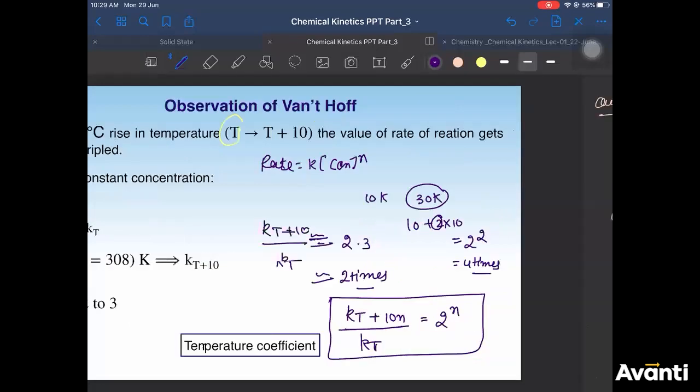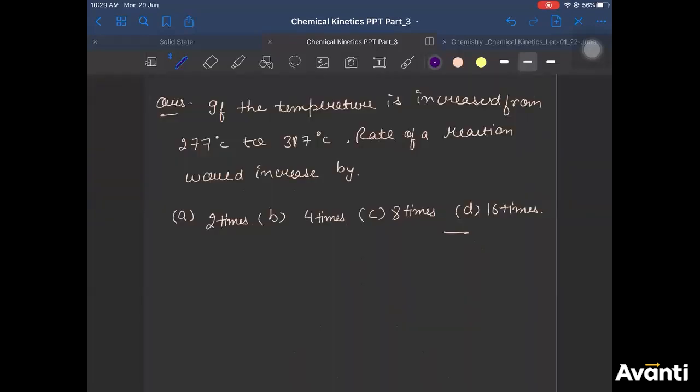Right. So there is a quick question on it. We'll finish our class with this question. All of you can attempt it now. I hope it is easy for you. If the temperature is increased from 277 degrees Celsius to 317 degrees Celsius, the rate of reaction would increase by how much? This is very easy.